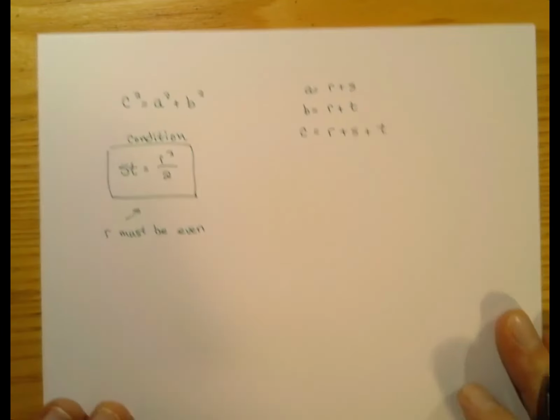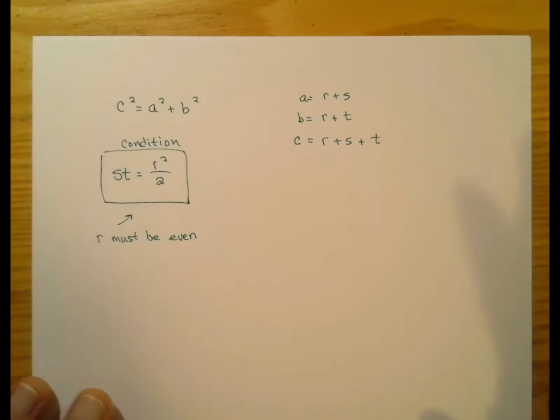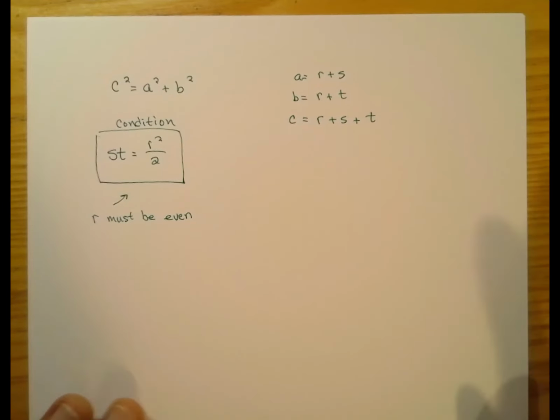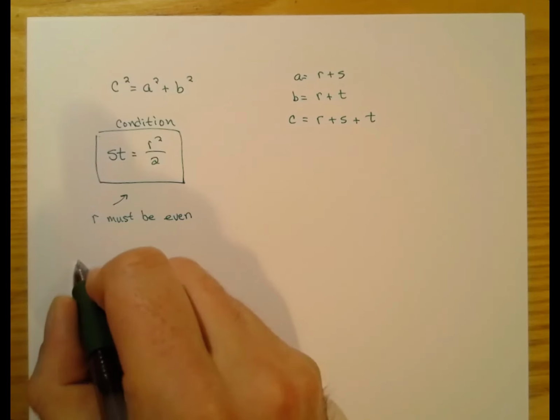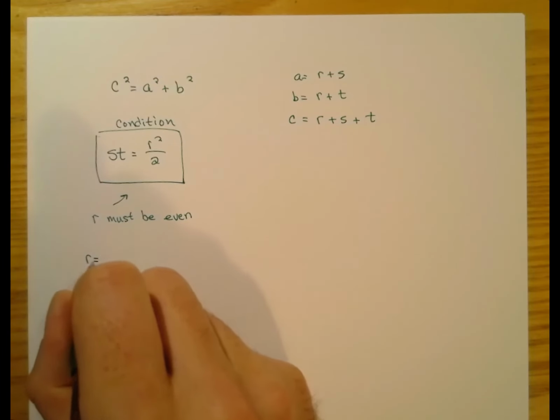Okay, I'm going to do 3 examples of what I want you kids to do. I want you to create your own Pythagorean triple and then calculate the angles. So what you're going to do is just pick a random r value and just make it an even number. I'll start with a small even number, r equals 2.